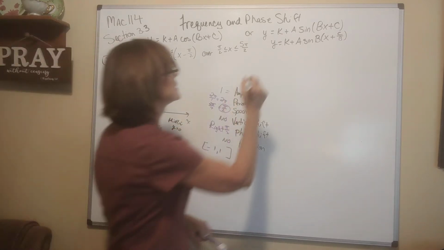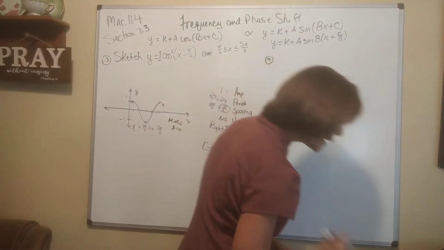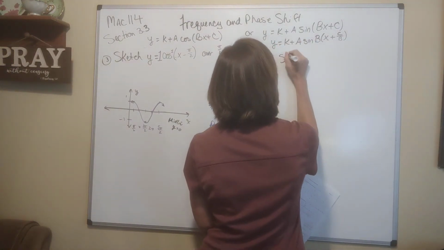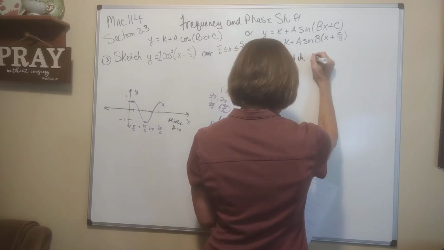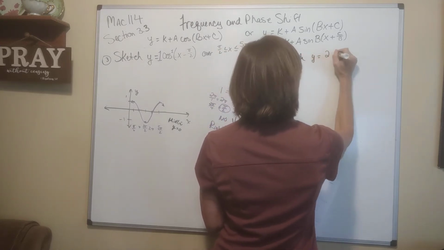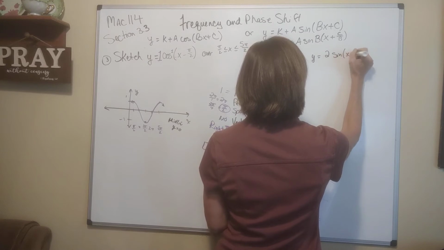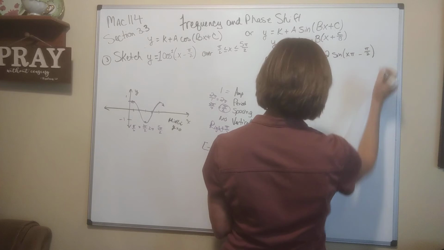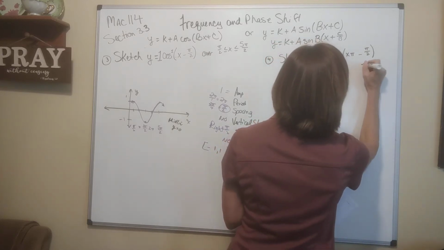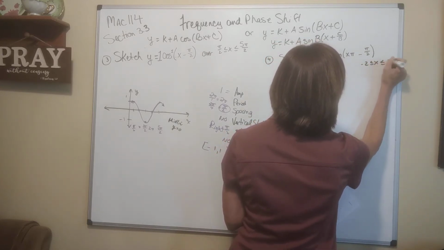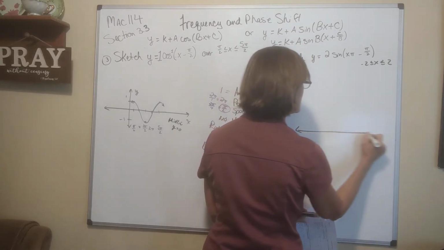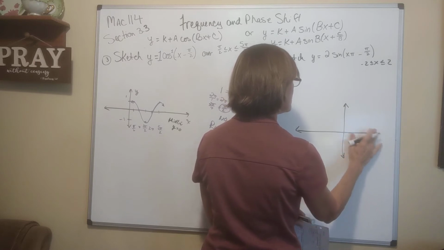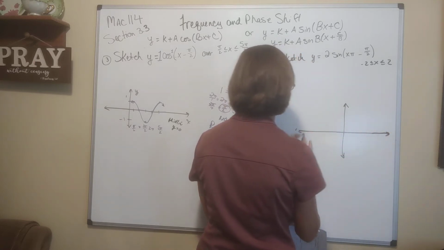Okay, cool. This is number 4 on our sheet, and it says, sketch y equals 2 sine of (x times pi minus pi over 2), from -2 to 2. Here is my grid. All right, let's see what we can get going here. Maybe I want that longer. We will see.